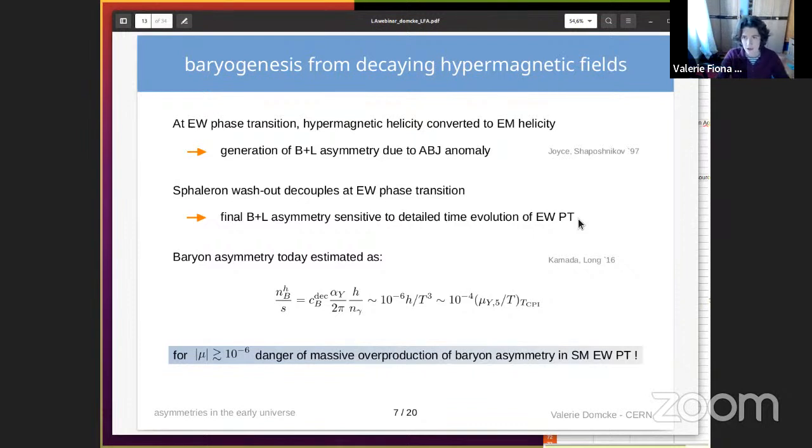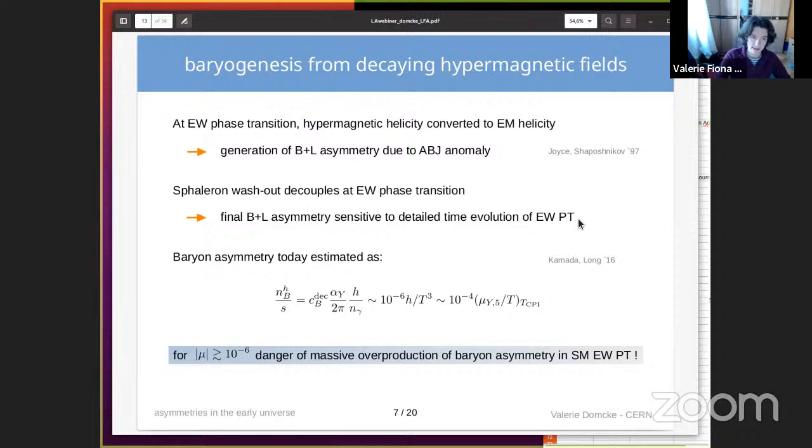But now what happens at the electroweak phase transition, and here I'm talking about a completely standard crossover electroweak phase transition, is that because you project from hypercharge to electromagnetic charge, you're changing the Chern-Simons number associated with the magnetic field, the massless U(1) field that you have in your system. That means you're changing one side of this anomaly equation, but because the anomaly equation always has to be true, you also have to change the other side. So this is a very high-level view of how, if you just have helical hypermagnetic fields present at the electroweak phase transition, that will have to lead to a B plus L asymmetry produced during the electroweak phase transition.